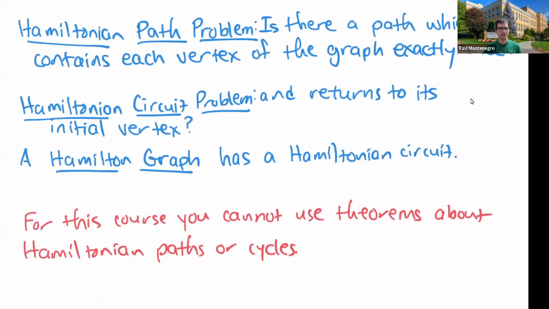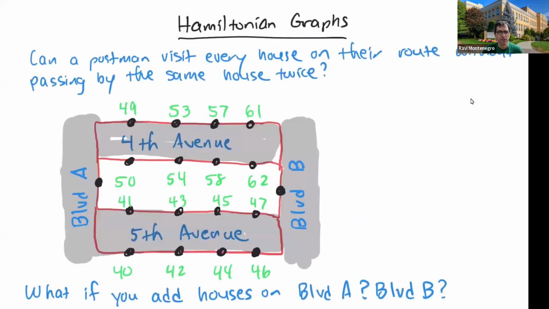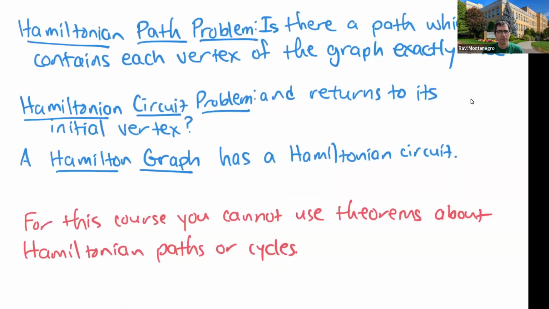So let's turn this into a general graph problem. Instead of looking at our postman, we're looking at any graph. And the question we were asking here was, is it possible to walk along this graph and visit every vertex exactly once? So this will be called the Hamilton path problem.